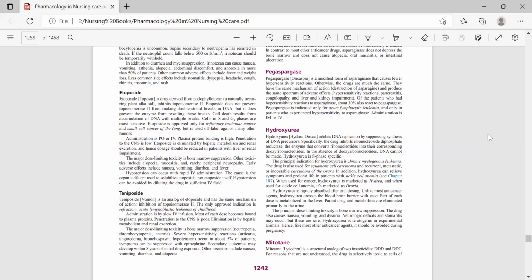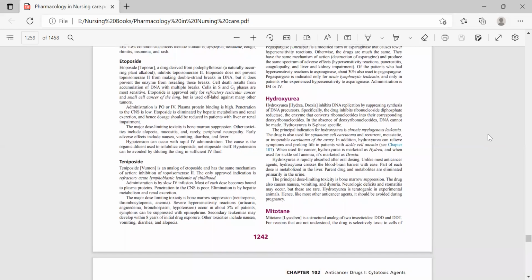Etoposide is eliminated by hepatic metabolism and renal excretion, so the dosages should be adjusted in patients with liver or renal failure. Major dose limiting toxicity is bone marrow suppression. Other toxicities include alopecia, mucositis, and rarely peripheral neuropathy. The other adverse effects include nausea, vomiting, diarrhea, and fever. Hypotension can also occur with rapid IV administration.